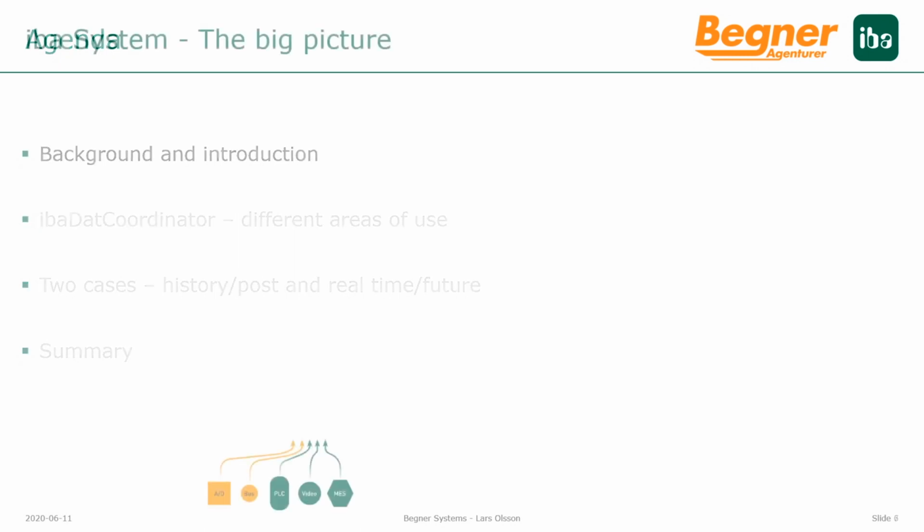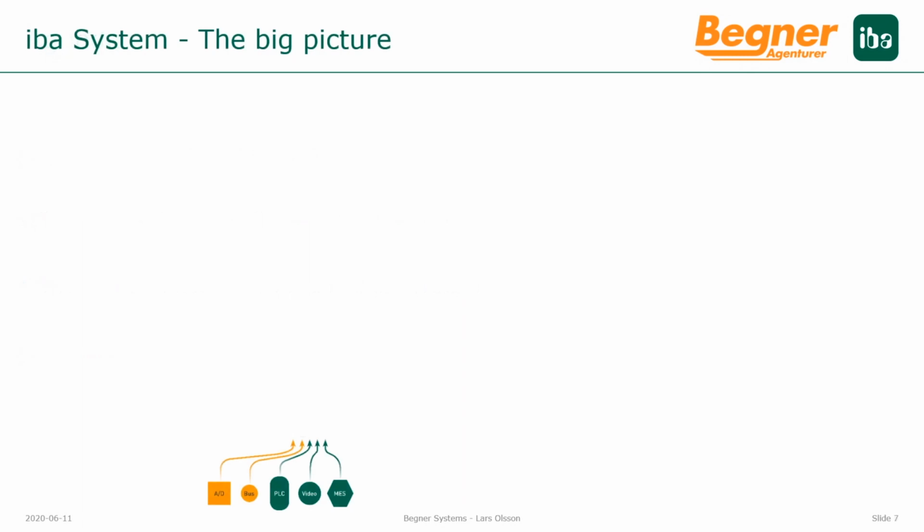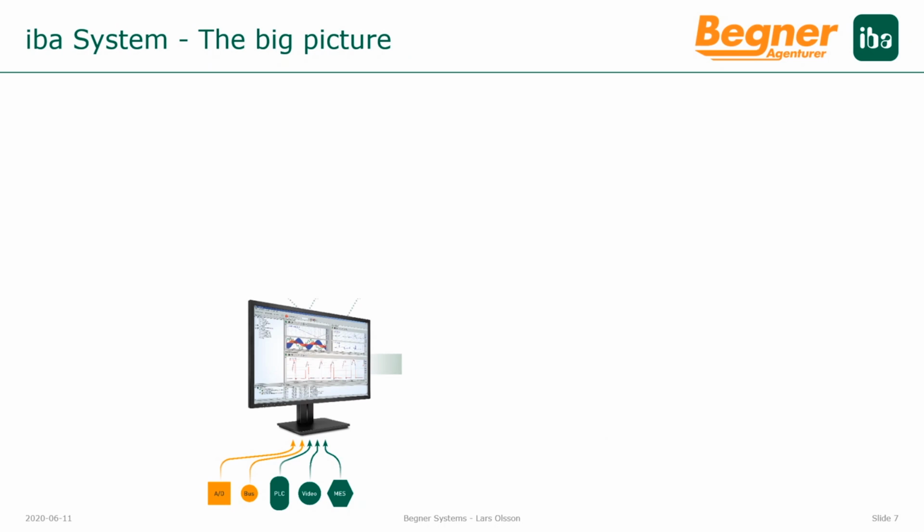So, some background and introduction. We start with this one-pager to show in a simple way the IBA system. In the very south, we have different signal sources. Could be analog digital signals, bus modules, PLCs, video signals, or data coming from our manufacturing execution system. We use different interfaces and tools to communicate with all these different signal sources and put all data into IBA PDA, which means process data acquisition.